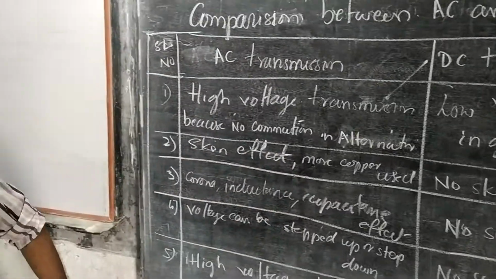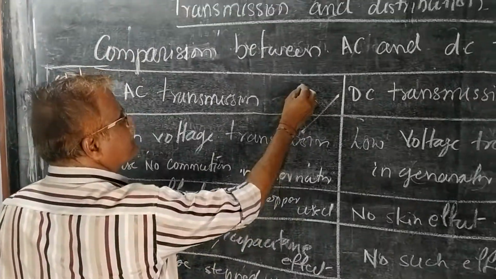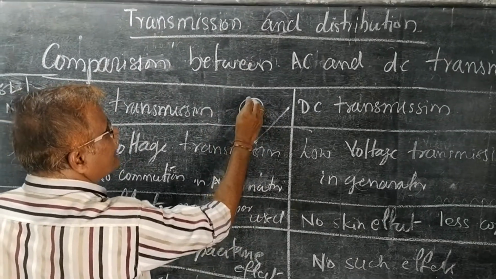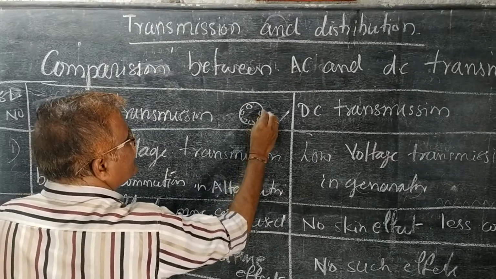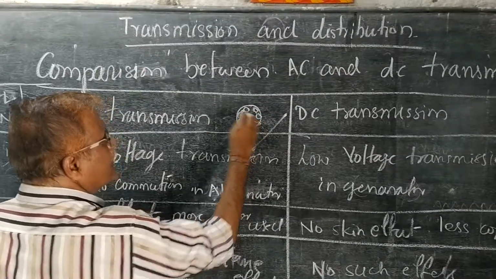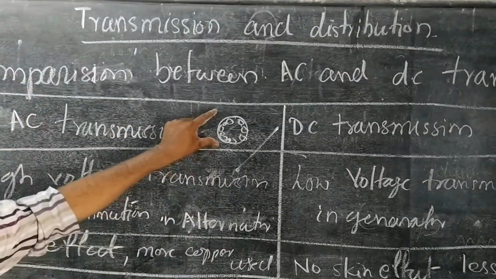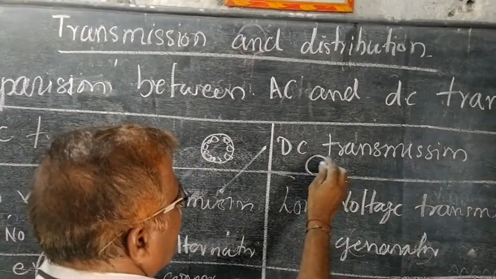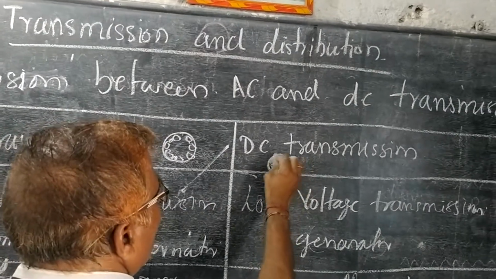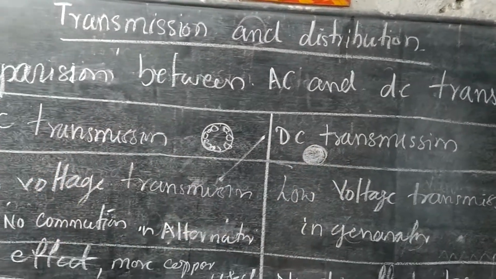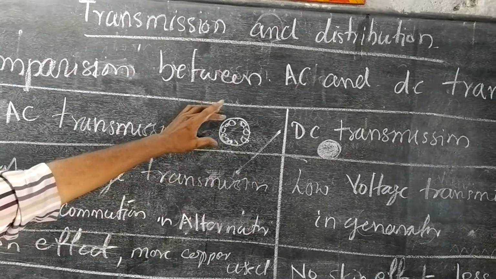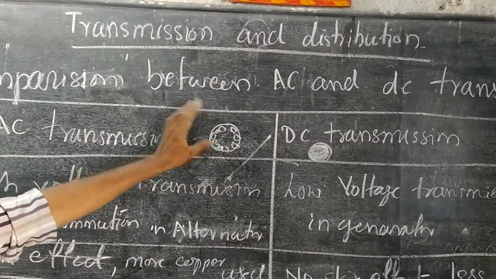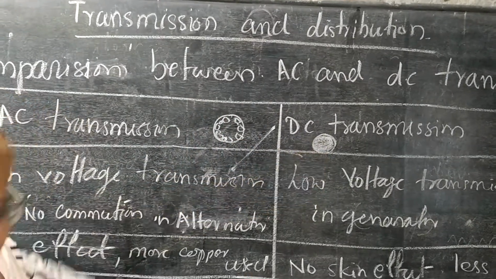The skin effect means in AC, this is the cross section of the conductor. In AC, the alternating current flows along the circumference of the conductor. But in DC, the current passes all over the cross section area. So due to this skin effect, more copper is used for the same quantity of current, compared between AC and DC.